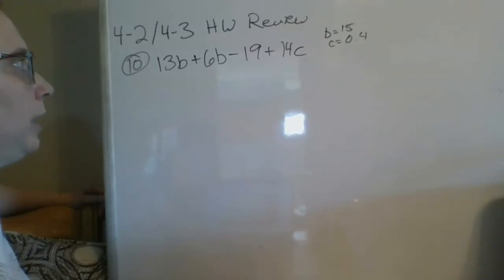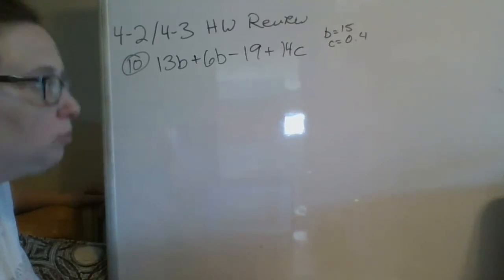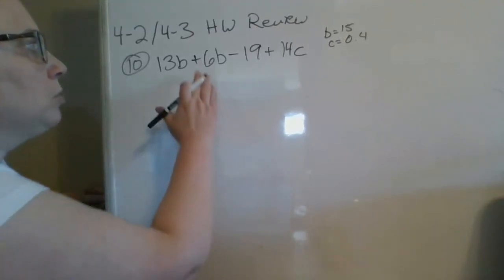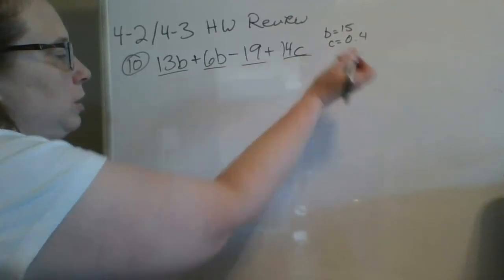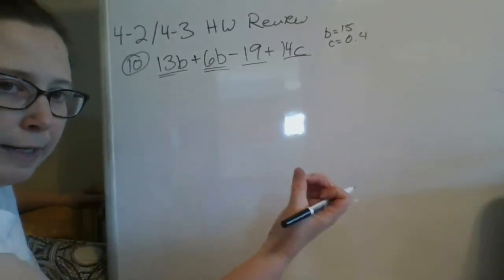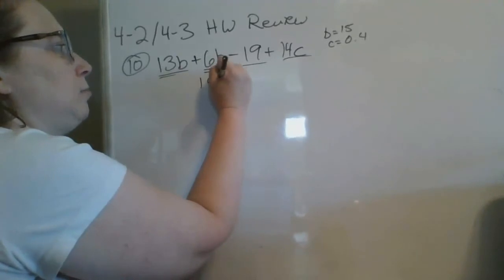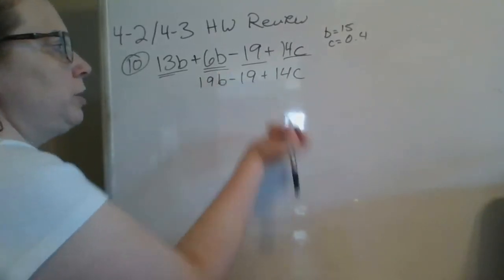Last problem for today is number 10. Here we have 13b plus 6b minus 19 plus 14c. And they tell us that b equals 15 and c equals 4/10. So the first thing that we're going to do is look for terms that have the same last name. So just one last time to reiterate what terms mean, those are what are going to be separated by our addition and subtraction signs. So we have 4 terms here. 2 of those terms have the same last name. So we have 13b plus 6b, those we can combine before we substitute. So if I have 13 B's and I have 6 B's and I add them all together, now I have 19 B's. The rest is just going to copy down because they don't have any like terms in our expression.